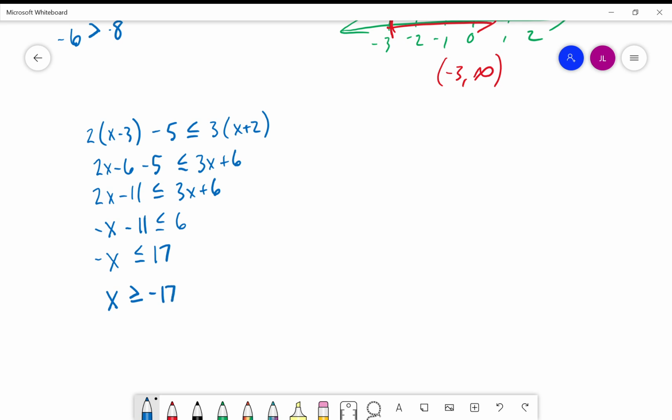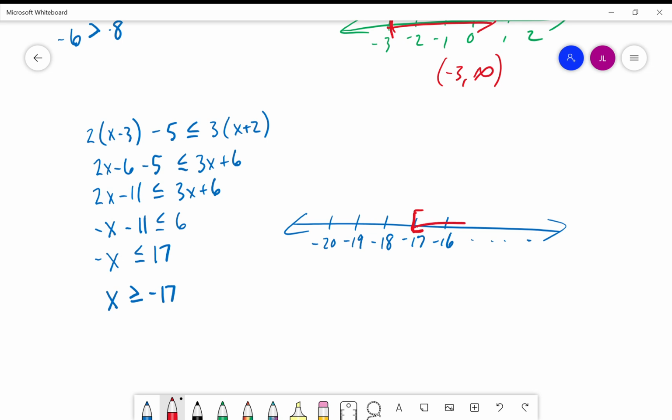And if we want to put this on a number line, so to speak, we'll have a number line here. We'll have -20, -19, -18, -17, -16, and so on and so forth. x is greater than or equal to -17, so it's inclusive because of that equal. We'll go that way. For interval notation, we use a bracket, -17, comma, positive infinity, parenthesis.